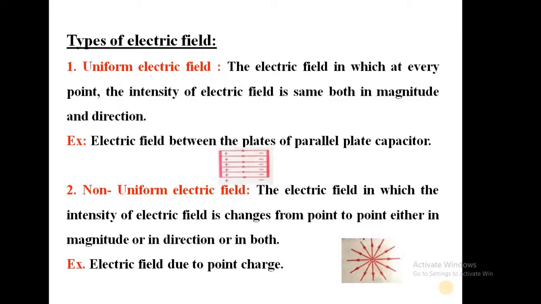Non-uniform electric field is the electric field in which the intensity of the electric field changes from point to point, either in magnitude or in direction or in both. For example, electric field due to a point charge. Due to the point charge, the electric field can be formed by the lines which diverge out from the positive charge. At any point on these lines, the field direction is different for different lines. That's why the electric field due to a point charge is non-uniform in nature.